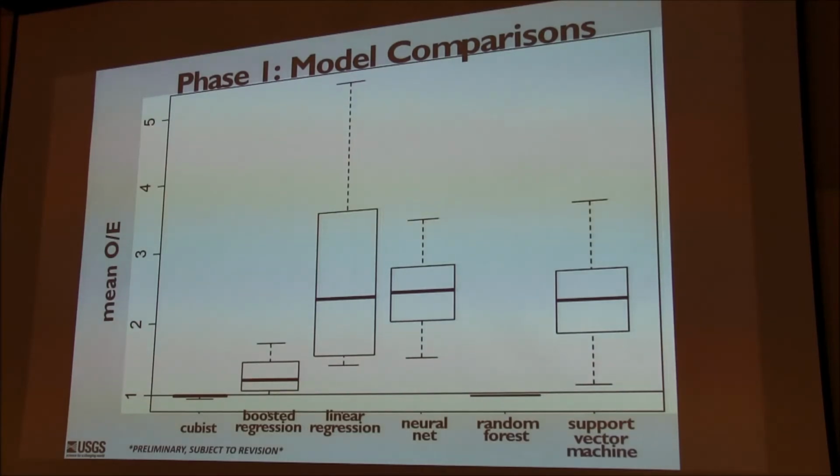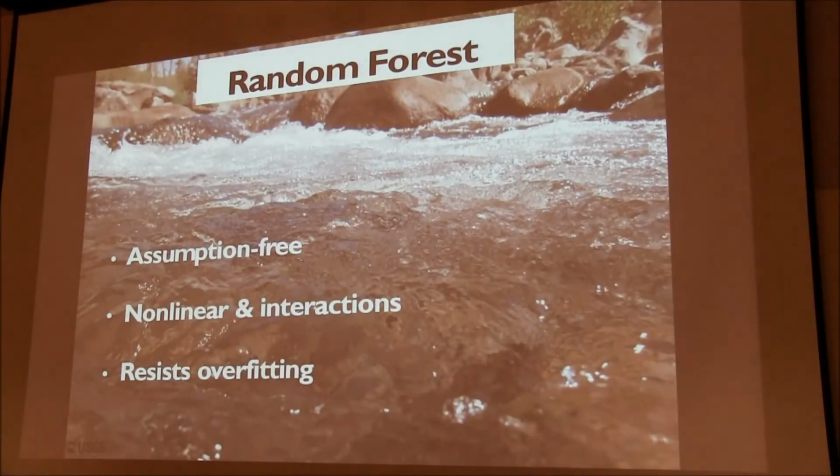As part of that phase one, there was an effort to compare different modeling approaches. Again, what we have here on the y-axis is the mean O over E value, and we've got 6 different modeling methods. The two that performed the best were the Cubist and the random forest models, followed by boosted regression trees, and then followed by the other 3: linear regression, neural networks, and support vectors. From that effort, random forests were selected as the primary modeling technique for predicting natural flows.